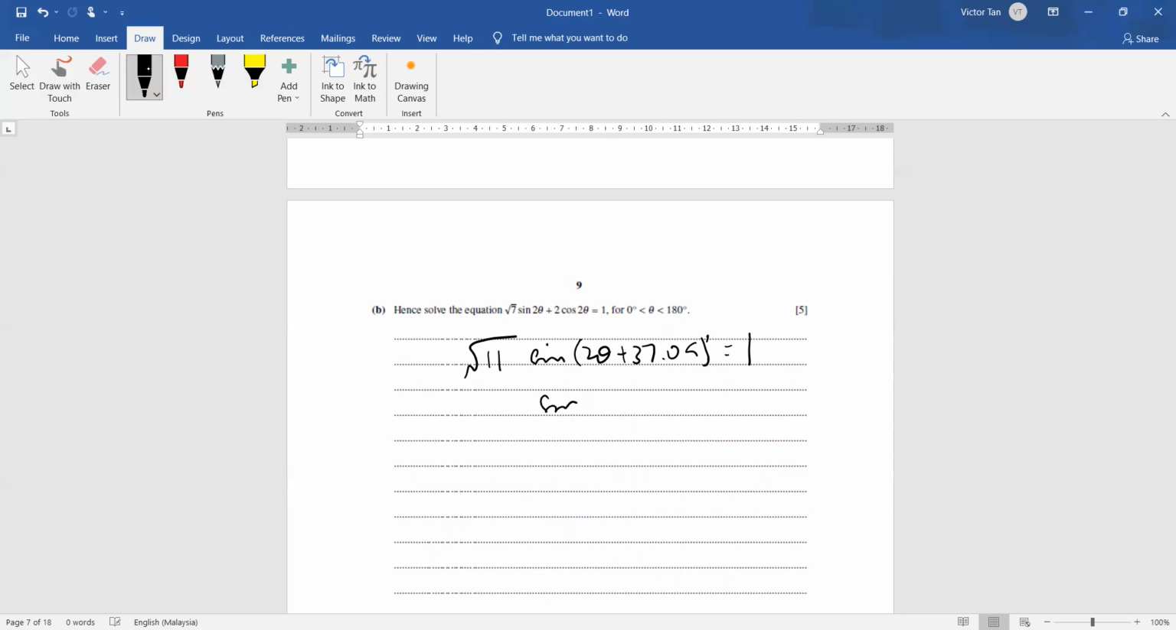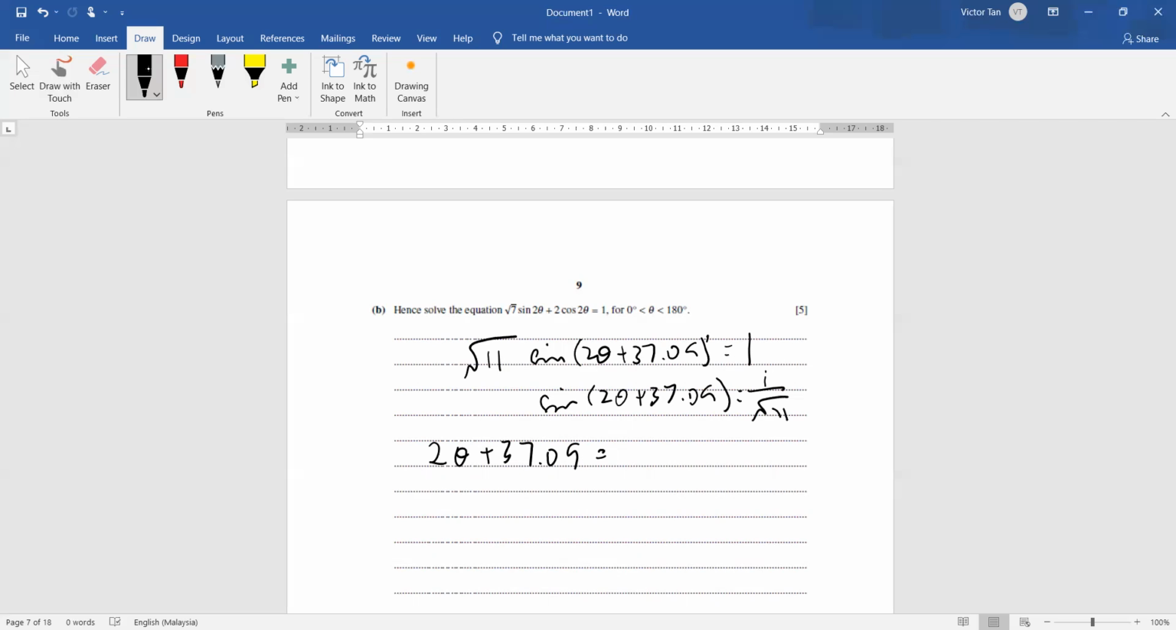Okay. Sine 2 theta plus 37.09 equals 1 over root 11. So this is a double angle. You need to move 2 cycles if theta is between 0 and 360, but it's between 0 and 180 only, so you don't have to.